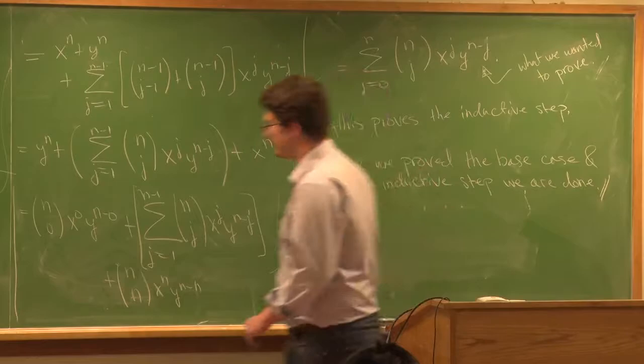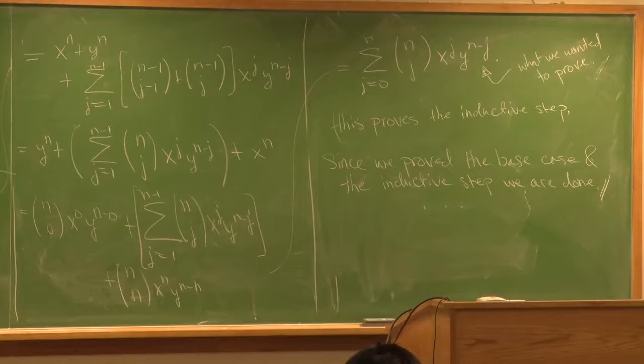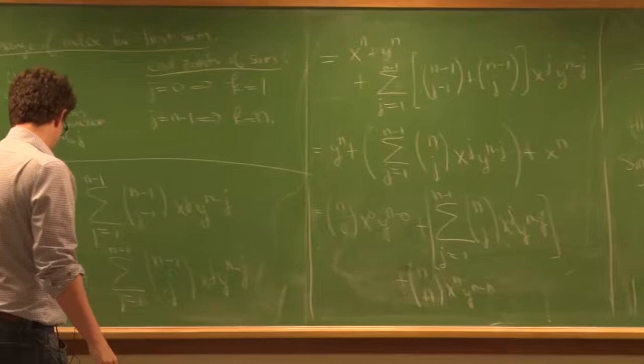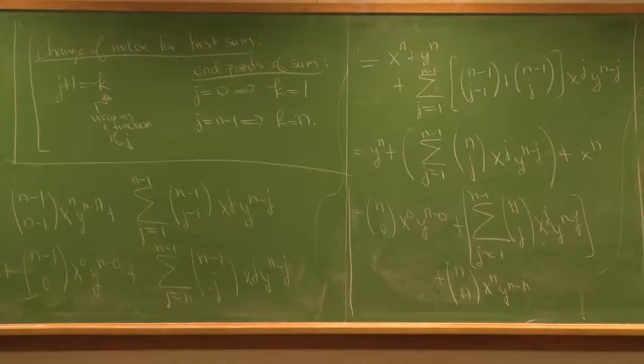OK, so who wants to see some more binomial coefficients or anything like this? Yeah? On the middle board, on the last line, it's n minus 1 choose 0. Yeah, this one? The left board, one to your left. This one? Yeah, the bottom line, how did you go from y to the n minus n right above it to y to the n minus 0? From here to here? Yeah.